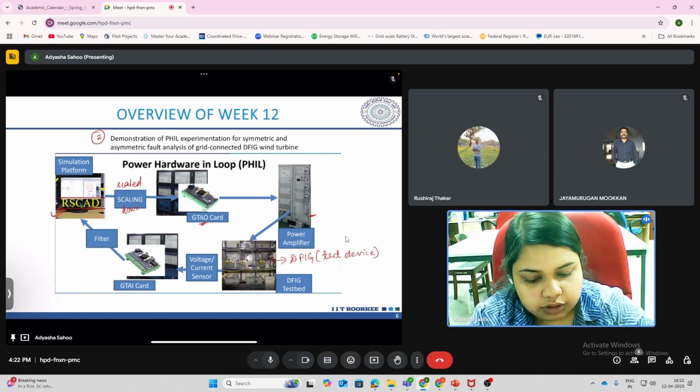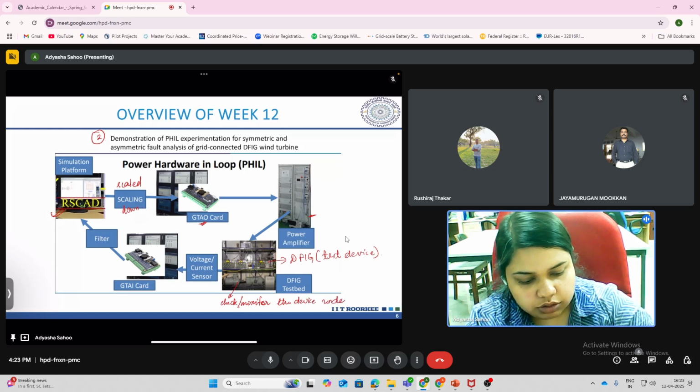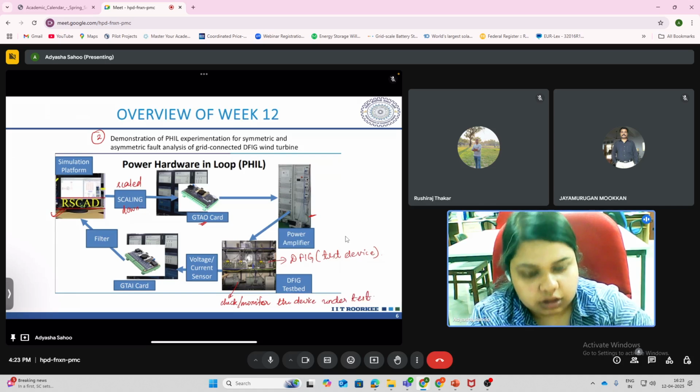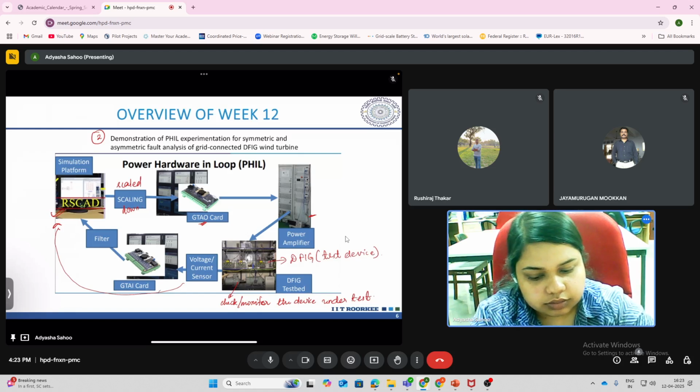After you have given the input to the DFIG setup, you then check the performance of this DFIG, that is, monitor the device under test, which is your DFIG here. And how do you do that? By monitoring its voltage and current using the sensors. And these sensed voltage and current values are given back to the RTDS platform through this GTAI card and the filters. So we'll see first how the GTAO card and GTAI card function.